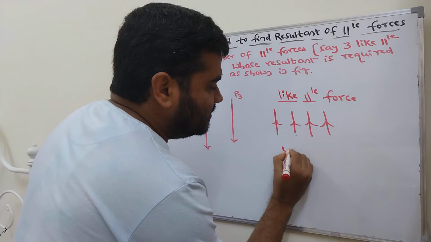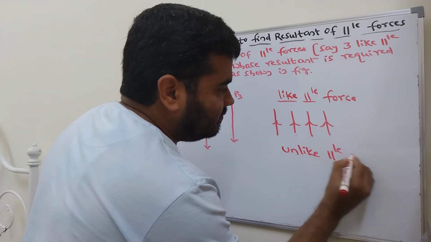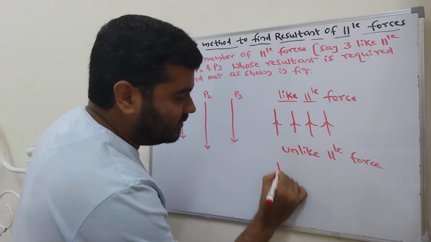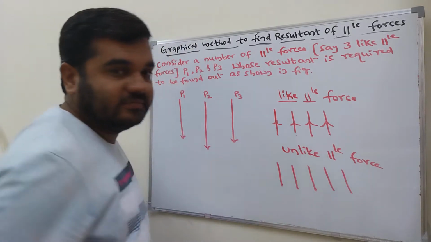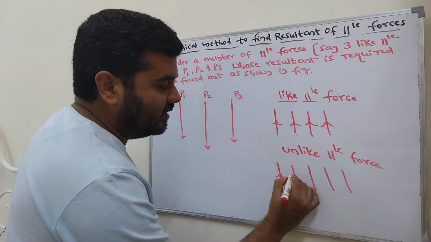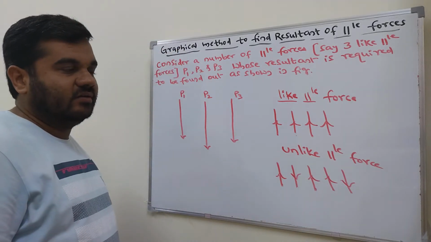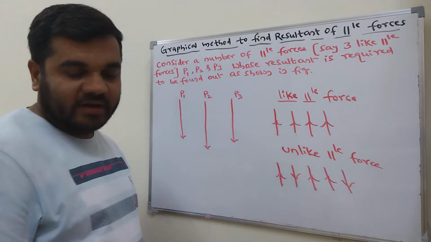One more type is unlike parallel forces. It means their lines of action are parallel to each other, but they are unlike. Unlike means their directions are different. So these are the two types of parallel forces.